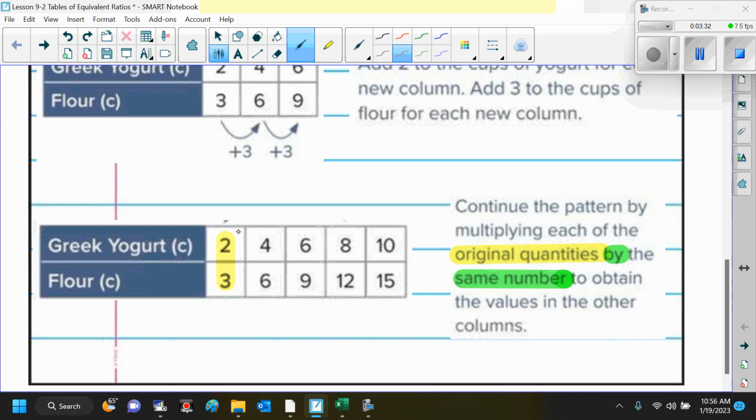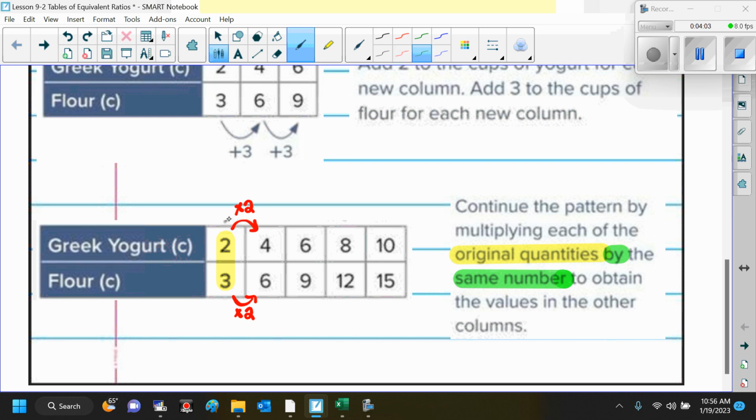To get to the next equivalent, we take the original ratio and we need to multiply by the same number. So how do I get from 2 to 4? 2 times 2. So I'm going to multiply times 2. If I multiply times 2 up there, then for the flour, we also have to multiply times 2. See? 3 times 2, that gives us 6. Is everybody clear with that? So here, 2/3 is equivalent to 4/6.